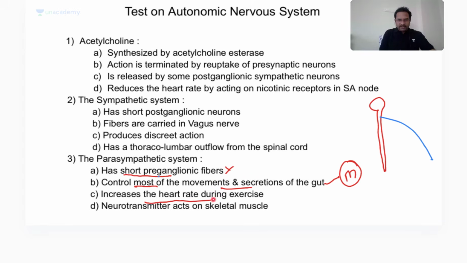The parasympathetic system increases heart rate during exercise. No, this is by the sympathetic nervous system, not by the parasympathetic nervous system. Next one.